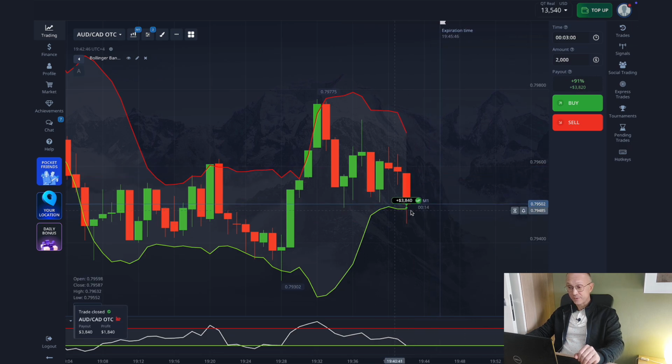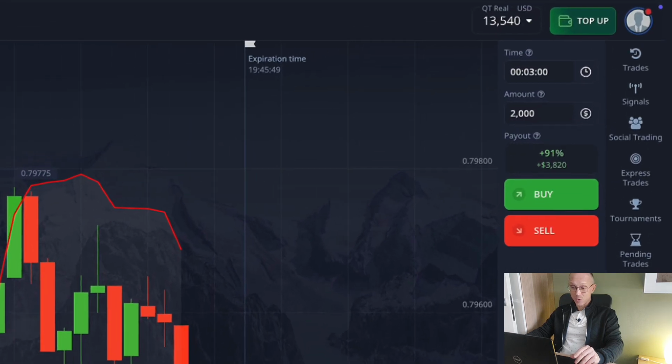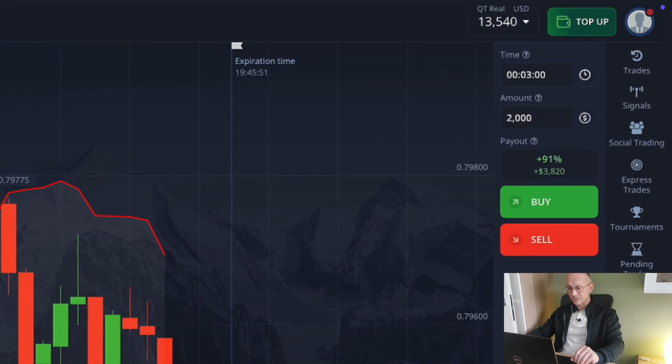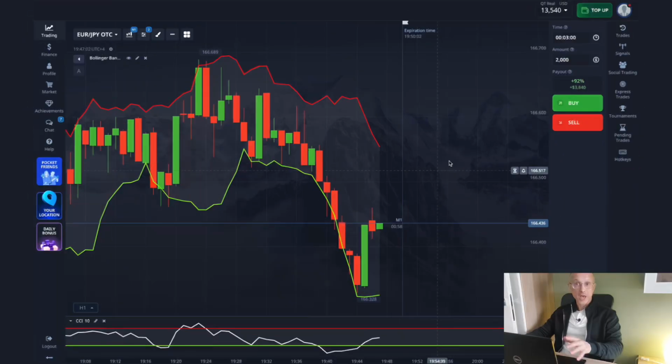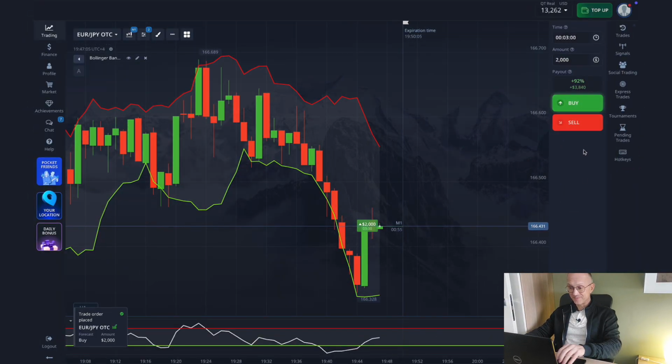And here's another profit. The balance increased by $1,840. Let's keep working. A good moment to enter the market. The expiry time is 3 minutes. I'm opening a long trade for $2,000.